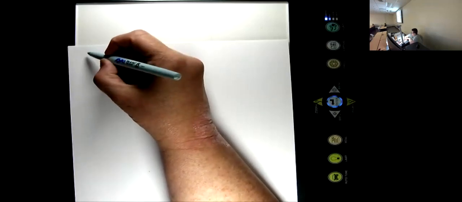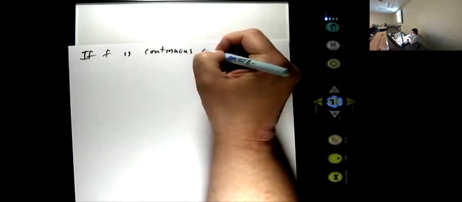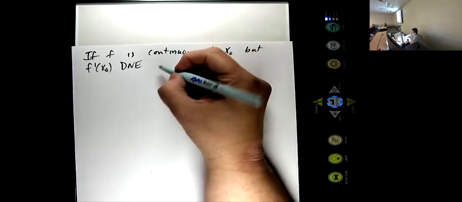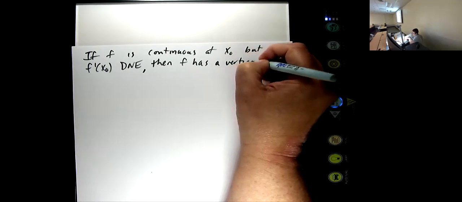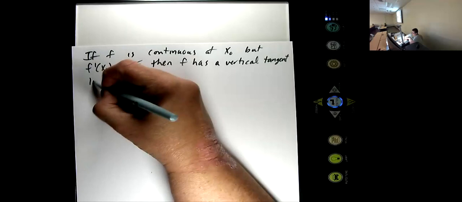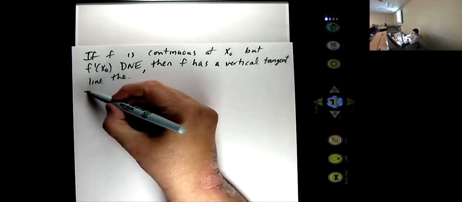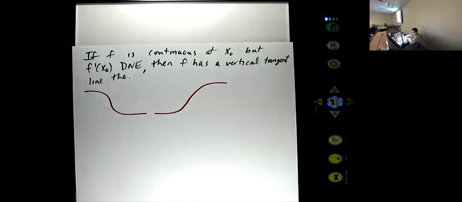All right, so we can have little non-fun behavior at x naught, even if it is continuous. If f is continuous at x naught, but f prime of x naught does not exist, then f has a vertical tangent line there. There's a couple possibilities. They kind of look the same. It can be doing something like this, or something like this. It needs to be a little steeper there.